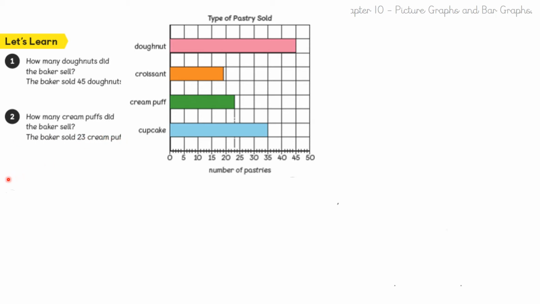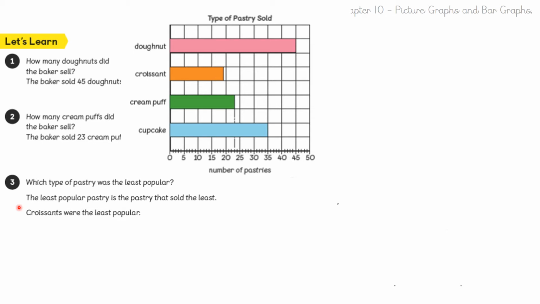I've got 2 more questions for you today. Which type of pastry was the least popular? Which pastry was the least popular? Look at the bars. You don't even need to look at the numbers to see this. You know that the least popular is going to be the shortest bar. So which pastry is the least popular? That's it. The croissants is the least popular. So I'm going to write it here. The least popular pastry is the pastry that sold the least. So croissants were the least popular.